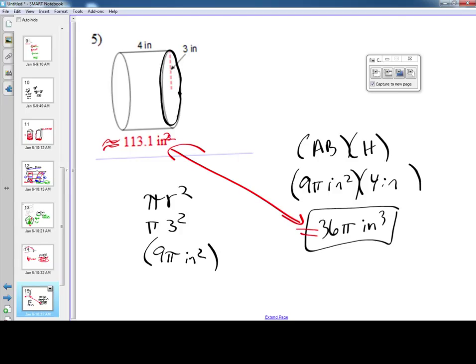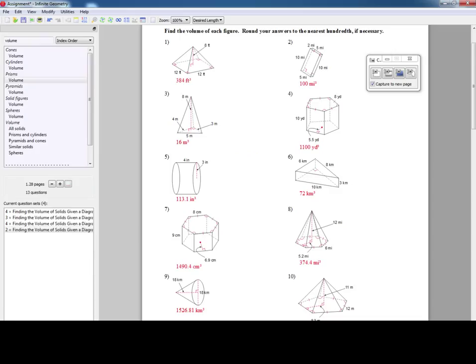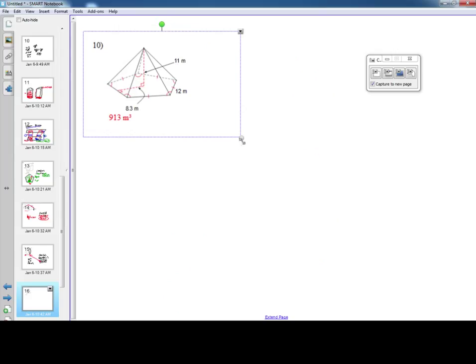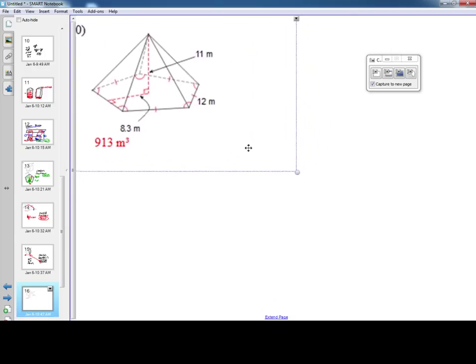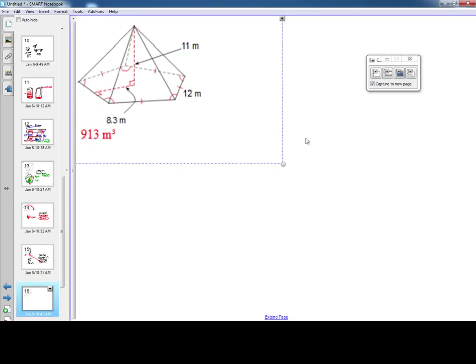So, you guys good? You guys ready to do one of those cone-looking things? Which one? 10. Everybody picks that one. Why would you pick it? The problem, not your nose. Okay, so here's 10. Okay, do it. Okay, no, stop.